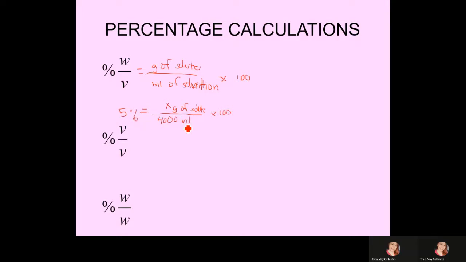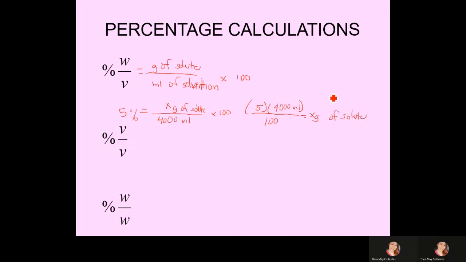And of course, you were given the percentage of that solution, which is 5%. So what you should do is just divide the 5% by 100. That would be about 0.05 multiplied by your 4,000. We are just transposing the formula. So what happens is 5% divided by 100 multiplied by your 4,000. So 5 times 4,000 ml divided by 100. That would be the amount for your solute.